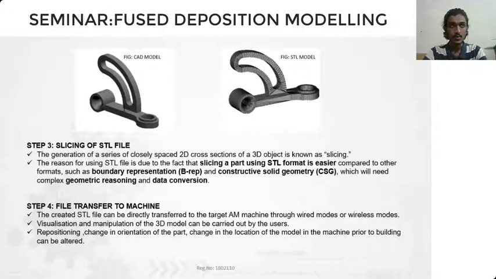Then we have to transfer the produced files to the machine through wired or wireless mode. In the machine, visualization and manipulation of the 3D model can be carried out prior to printing. We can reposition or change the orientation of the part if required, or change the location of the model in the machine before carrying out the printing operation.